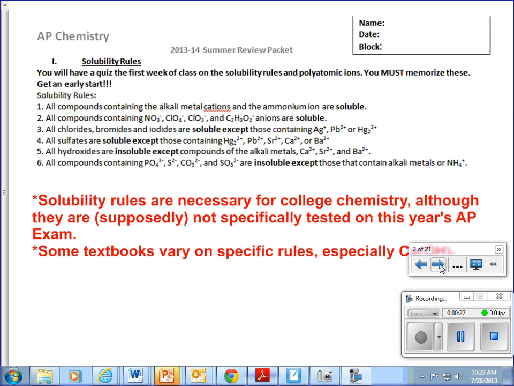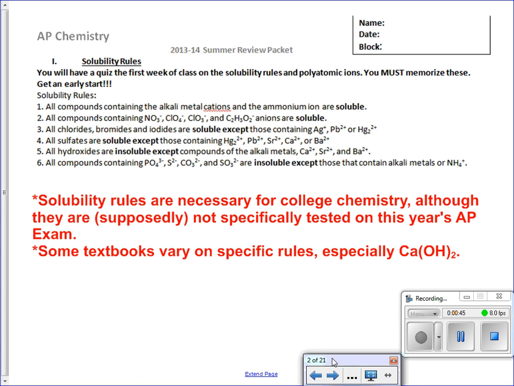The first page has solubility rules and nomenclature practice. And so the first part is a review of the solubility rules, which are identical to the ones that we had in honors chemistry last year. They're necessary for college chemistry, but they are not supposedly specifically tested on this year's AP exam.